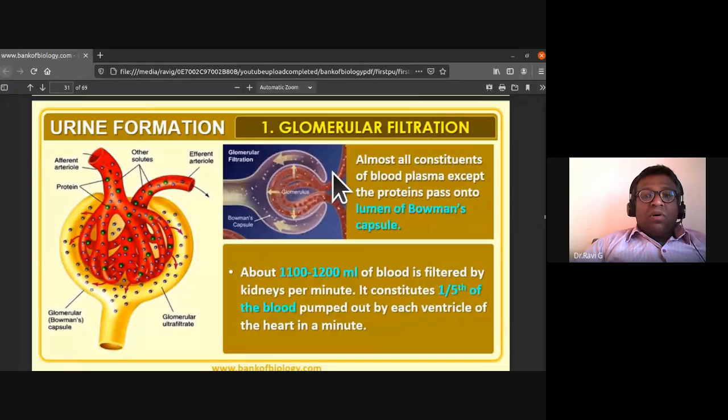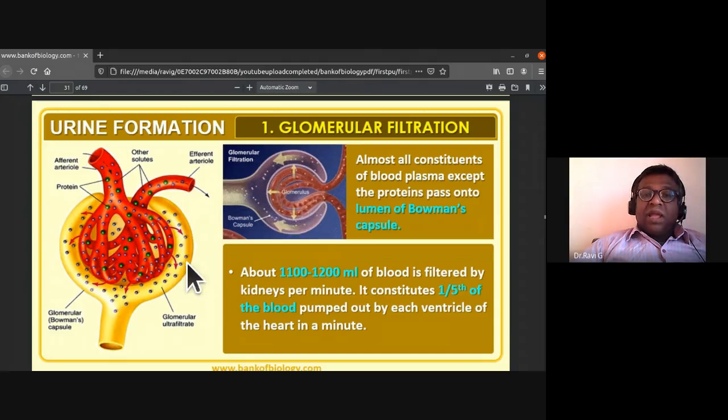Almost all constituents of blood plasma, see here, this is the glomerulus, the blood is passing through the glomerulus. Almost all constituents of this blood plasma, except the proteins, pass on to the lumen of Bowman's capsule. This is the space, the lumen of Bowman's capsule.